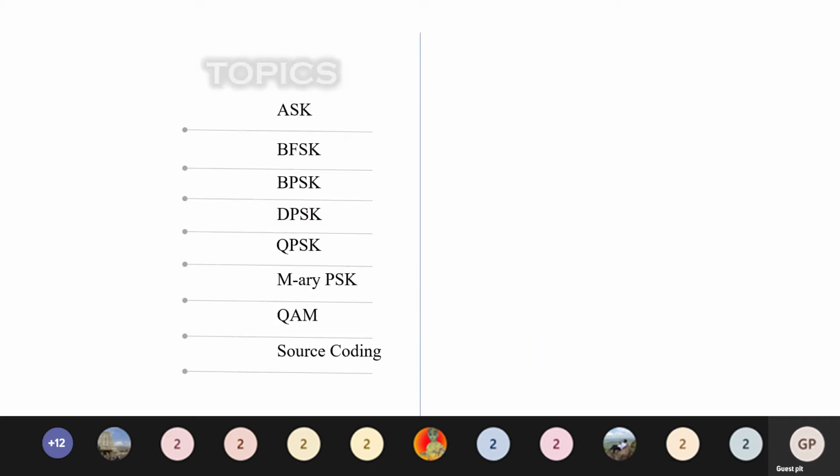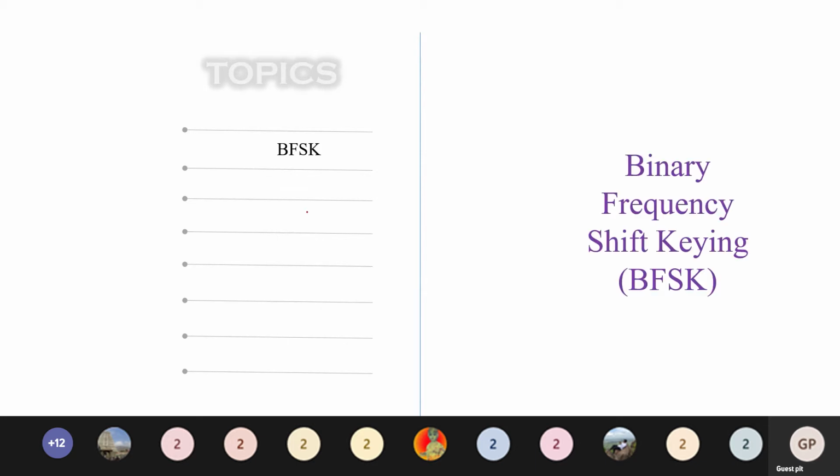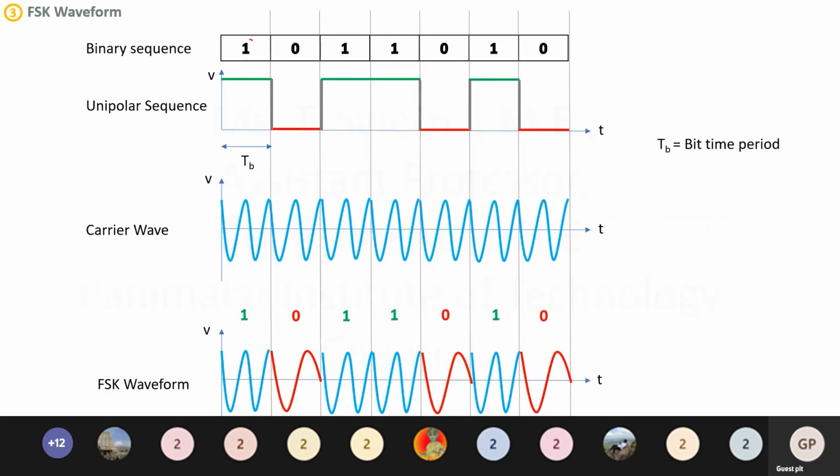And now we'll see the next topic apart from ASK. The second topic is binary phase shift keying. We have logic binary data bits, logic 1, logic 0, and in this manner we have a binary data sequence, which we have converted and drawn in terms of a waveform structure.